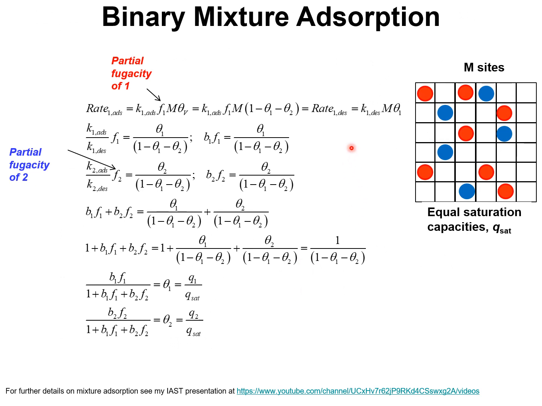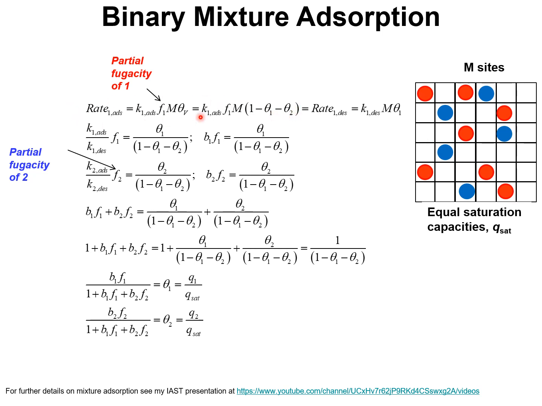For a binary mixture of components 1 and 2, component 1 shown in red, component 2 shown in blue, on a heterogeneous adsorbent containing a total of M adsorption sites, the rate of adsorption for component 1 can be written in the following form, in which the rate of adsorption is proportional to the partial fugacity of component 1 in the bulk fluid phase times the number of vacant sites, and the number of vacant sites is M, the total number of sites, times the fractional vacancy, and the fractional vacancy is 1 minus the occupancy of component 1 minus the occupancy of component 2.